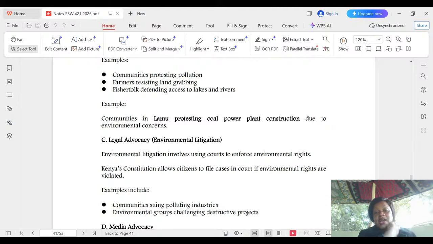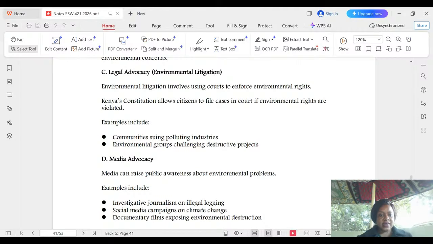Then you'll also be involved in legal advocacy, environmental litigation. In this case, you'll work with legal practitioners. You can even be working in a law firm and such organizations. In environmental litigation, you'll usually be working with the courts to enforce environmental rights. Our constitution allows citizens to file cases in court if environmental rights are violated. So, for example, you'll be assisting communities to sue polluting industries. You can still do this as a consultant. You don't have to be employed per se to be working for a particular organization. In your consultancy, which I always encourage you to do, you can even have this consultancy even if you're employed somewhere. It can be your side hustle.